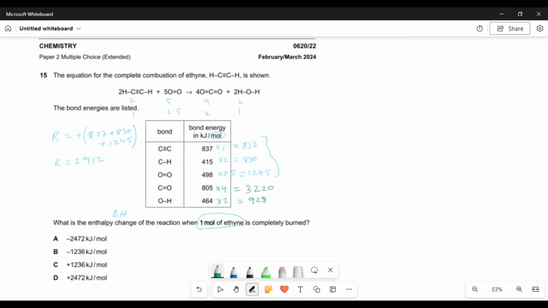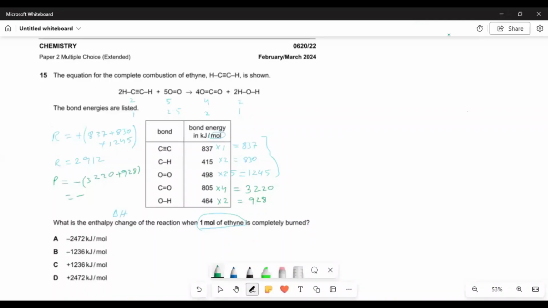So on product side, there would be minus because bonds are formed. So energy would be released. So it is 3220 plus 928. So see what is the final answer. It is 4148. So this is the product side.